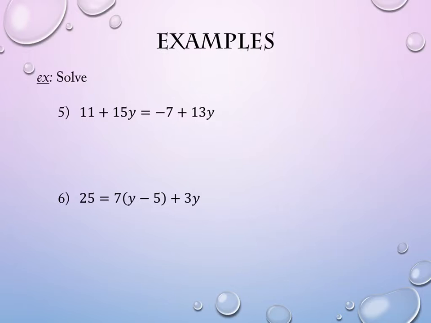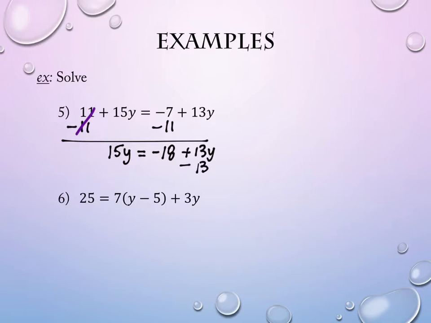All right, number 5. We have a couple of options. What would you like to do first? What, Trinity? You want to subtract the 11. Okay. You can do that. So on the left, that adds to 0, leaving me with 15y. On the right, I have negative 18 plus 13y. Then what? Subtract the 13y. Good next step, rather.